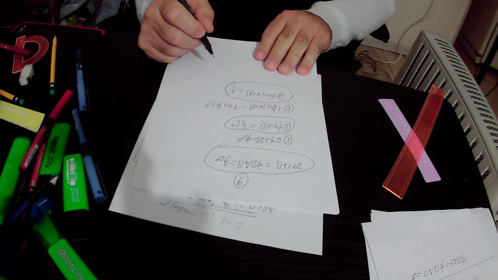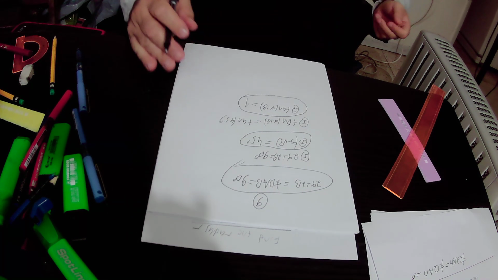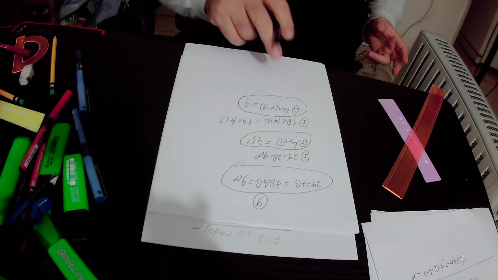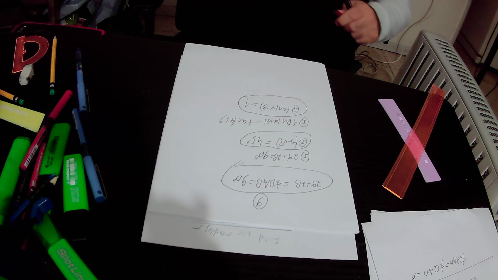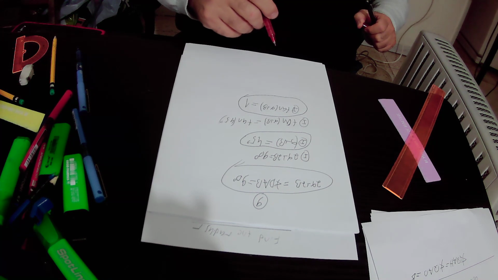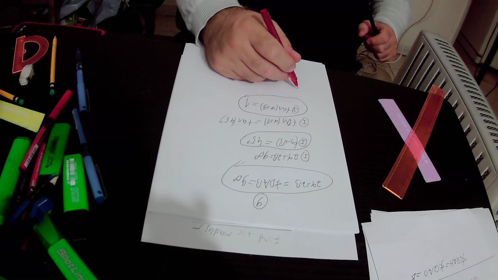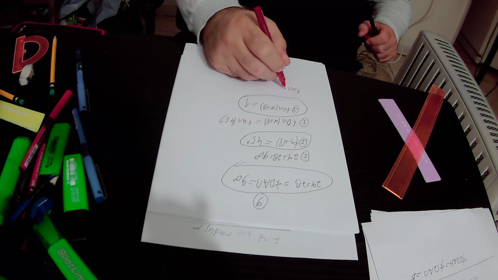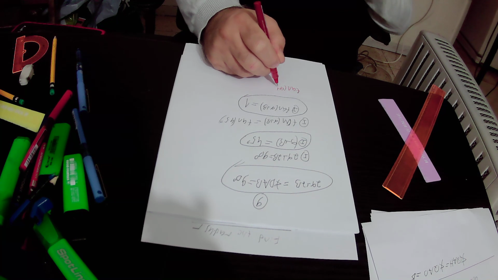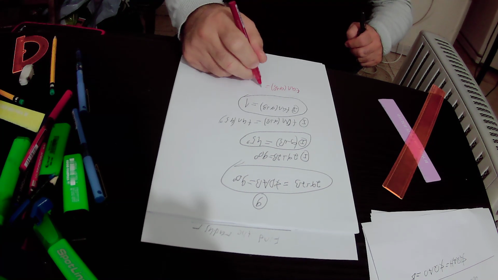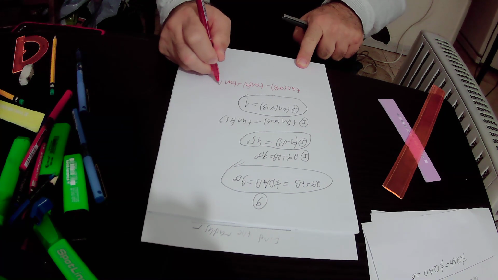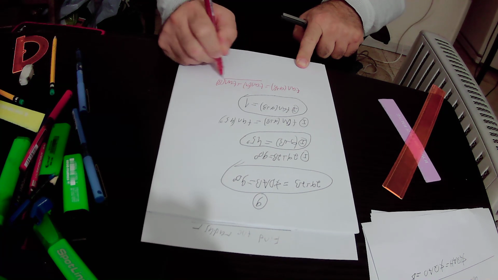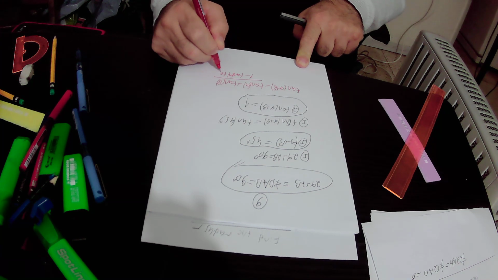Okay? But we actually have a trigonometric identity for the value of tangent of alpha plus beta. The following trigonometric identity is the identity for the value of tangent of alpha plus beta: tangent of alpha plus beta equals tangent alpha plus tangent beta over 1 minus tangent alpha times tangent beta. Okay?